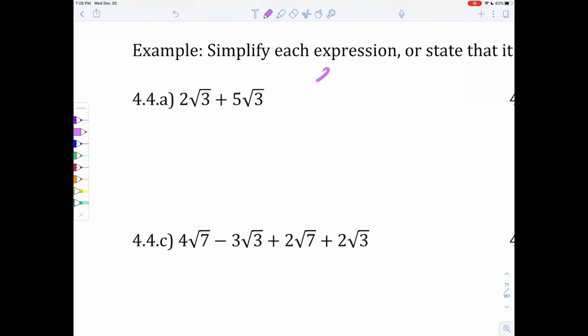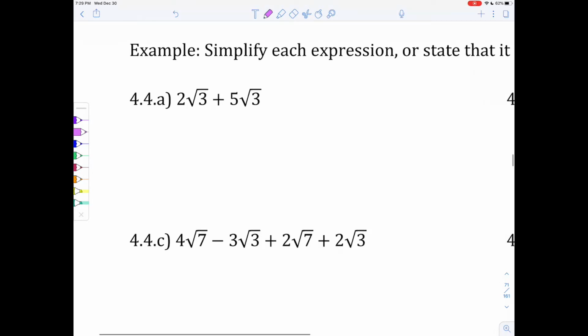I could pretend it's just like 2x plus 5x. It's just that the x's are root 3's instead. And this one I would say is 7x. How many x's do I have? Well, I've got 2 here and I've got 5 there. I've got a total of 7 x's. Here I have 2 root 3's and I have another 5 root 3's. How many root 3's do I have? Well, I've got 7 root 3's. So our coefficients are just helping us count how many of that term we've got.